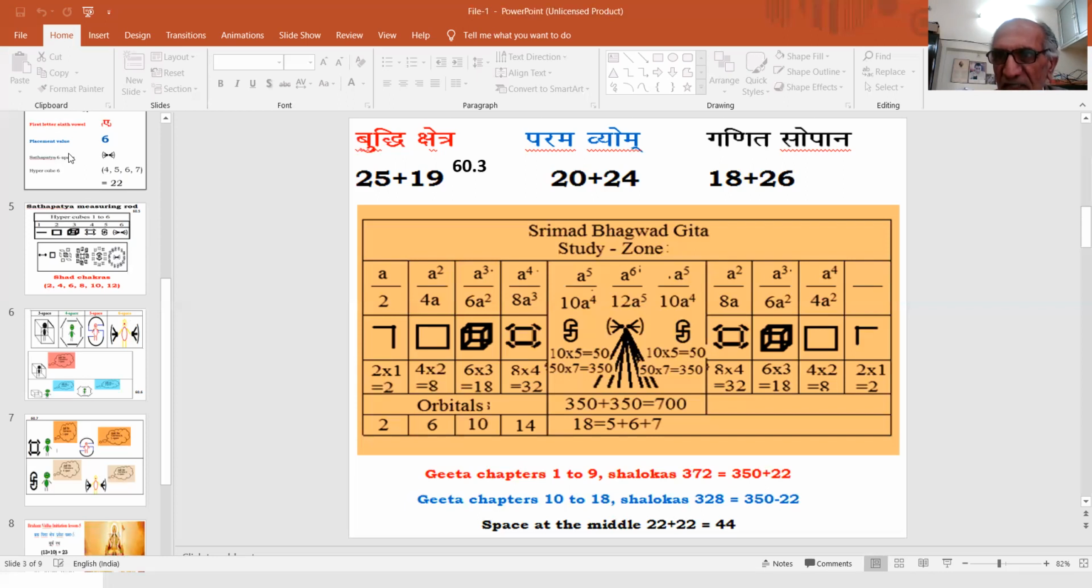Within the gaps of the chapters of shlokas of Srimad Bhagavad Gita is the values of Ganita sutras. Therefore, our initiation for flourishment of intelligence field of consciousness base of the order of Vedas, Vedanta and Gita is to be of parallel Sathapatya, geometric format of these values of Buddhi Kshetra, Param Vijom, Ganit Sopan, and Srimad Bhagavad Gita.